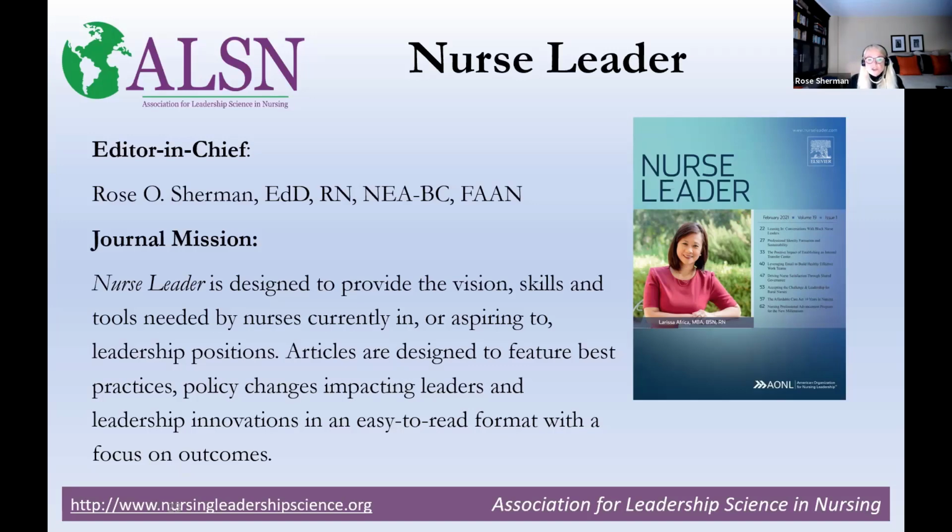Nurse Leader's mission is really to provide vision, skills, and tools needed by nurses that are either in or aspire to be in leadership positions. Our articles, we really try to feature best practices, policy changes, and leadership innovations, and really strive, particularly with today's reader, to make it in an easy to read format with a focus on outcomes.